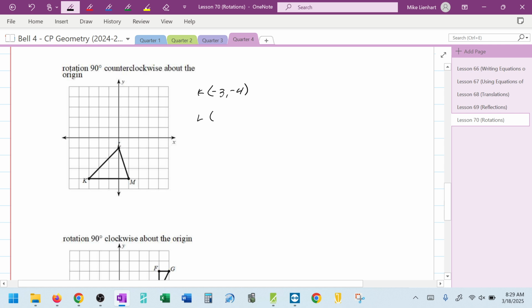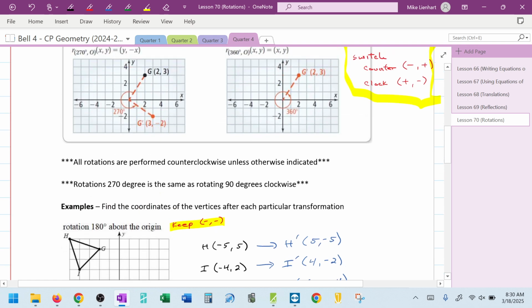L, you're right on the axis, so that would be 0, -1. And M is at 1, 1, 2, 3, 4, -4. Okay, let's go back up and look at what we wrote down here.